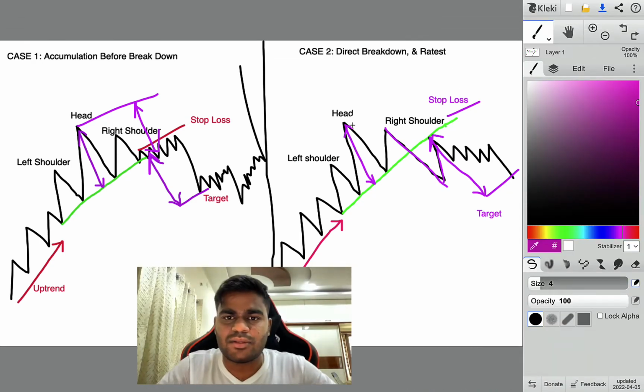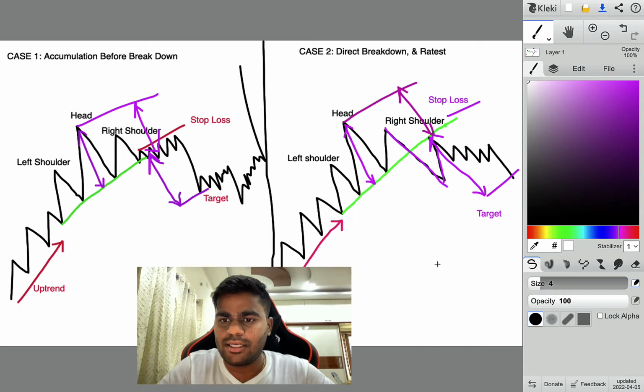So the target is the same again here. Take the length of this head and project it to the downside, or you can draw it like this, where the stock started breaking the neckline. You will take this length and project it to the downside. You will get the target here. And the stop loss again, when it comes for a retest after hitting the neckline, just take 1% above this as a stop loss, and that will be done.